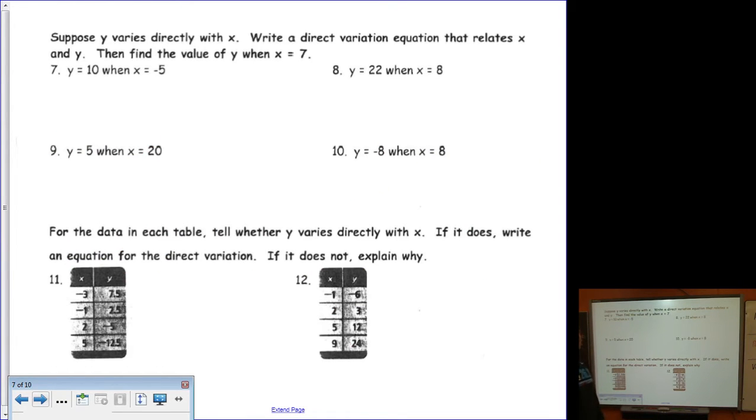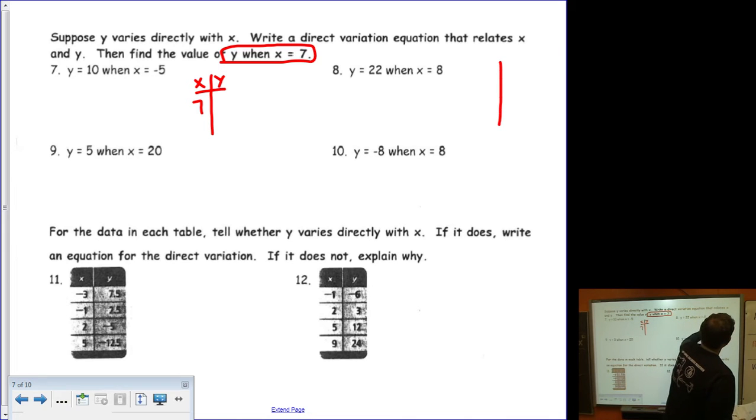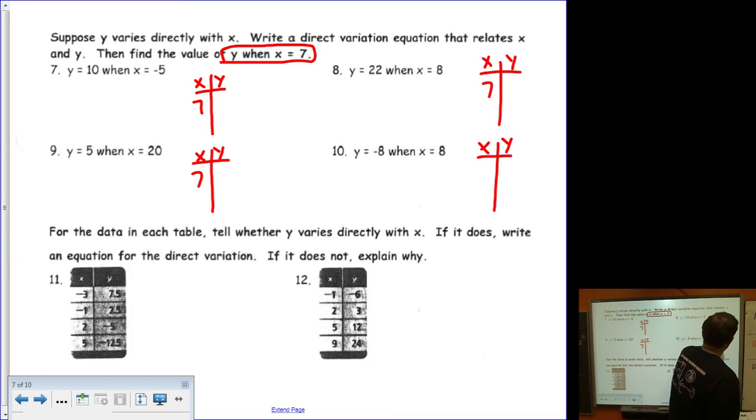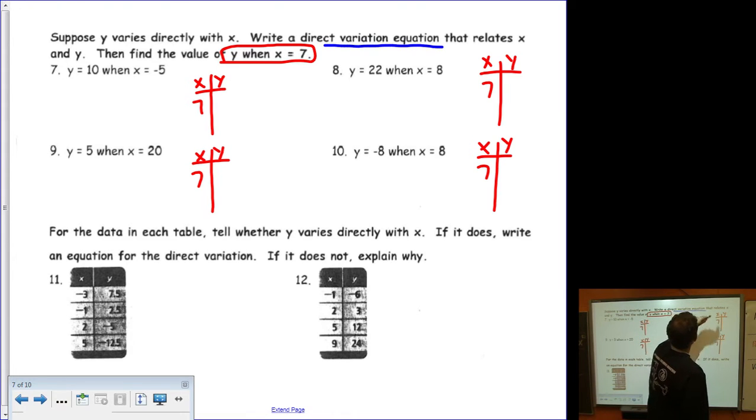All right, here I'm dealing with direct variation. I need to write an equation for direct variation, and I need to find the value of y when x is 7. So I'm going to make a little table and find, let's see, when x is 7, what's y?